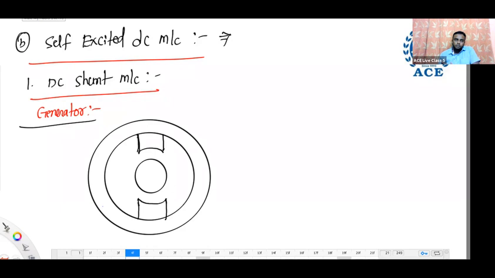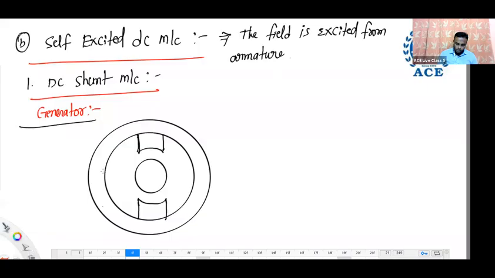How we connect, how we are exciting the field winding: if it is parallelly excited, it is a shunt machine. If it is series excited, it is a series machine. Only the connection will change, parallel or series. So in a self-excited DC machine, the field is excited from the armature itself.